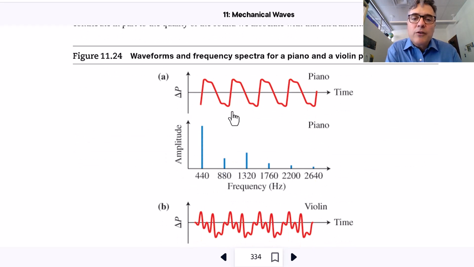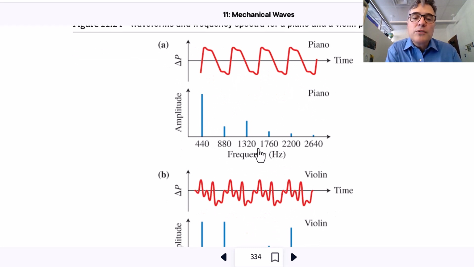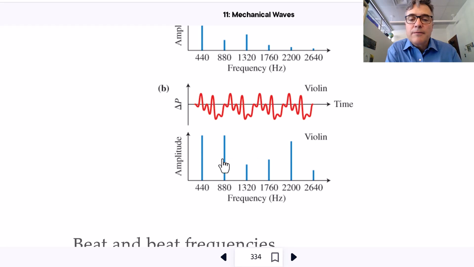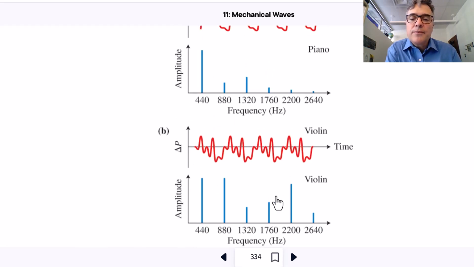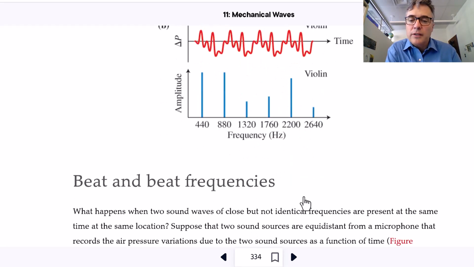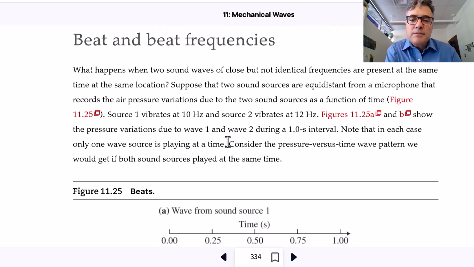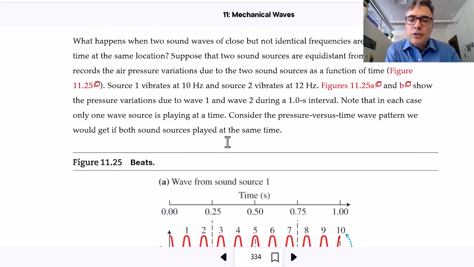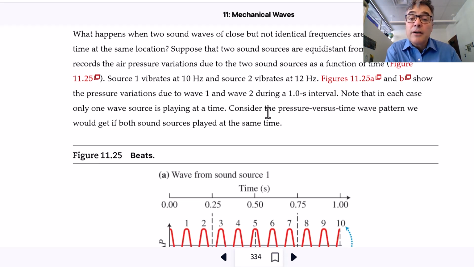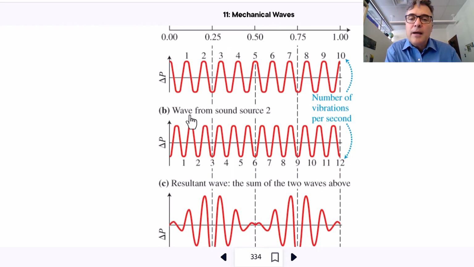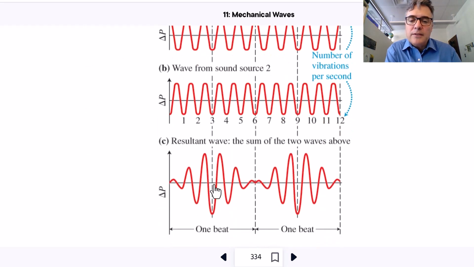Here is the waveform of a piano note, for example. And if you look at its frequency, you'll see that it's composed of a whole bunch of different little spikes, so different sine waves. A violin will have a different spectrum. So these spectra are characteristic of the particular musical instruments. Last thing here is beats and beat frequency. What this means is that if you have two sound sources that are sinusoidal and they're very close in frequency, then when you add them up, you'll get what are called beats.